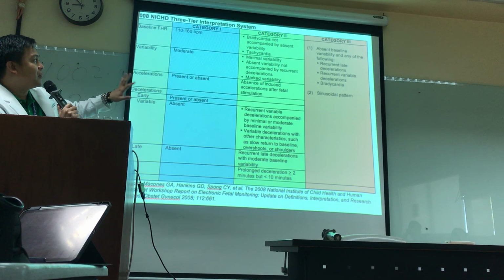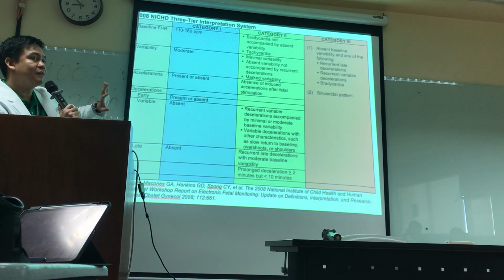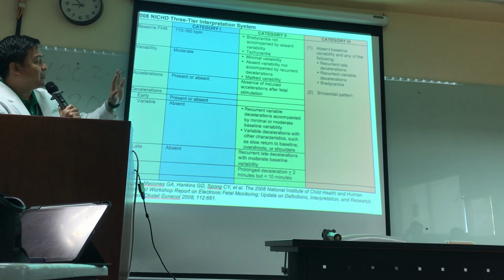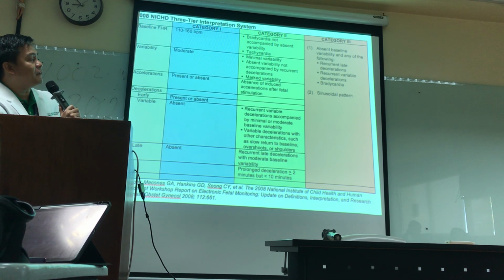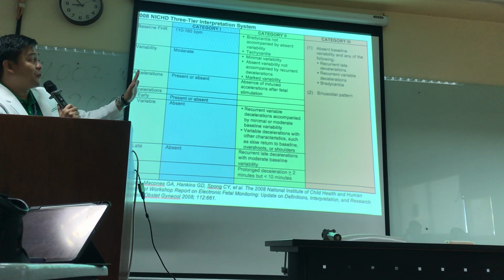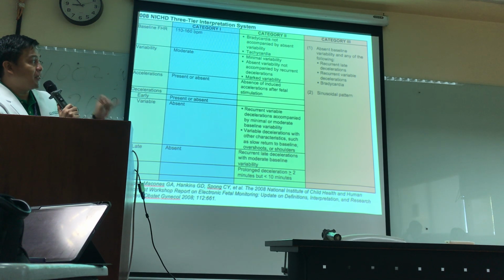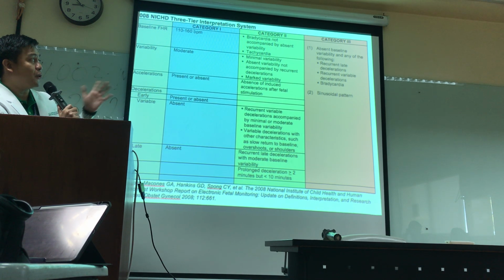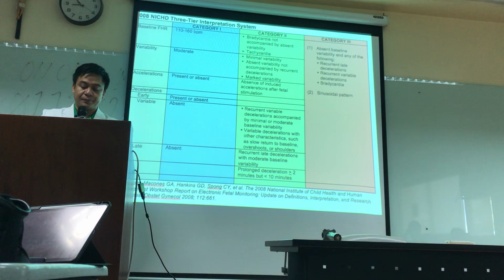Okay? As long as you have good variability, even if you have decelerations, medyo okay ka pa, no? Category 2. But if there is absent baseline variability, then nasa category 3 ka na. If there is recurrent late decelerations, if there's recurrent variable decelerations, or if there's bradycardia, so you're category 3 already.